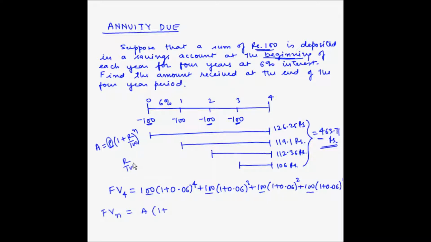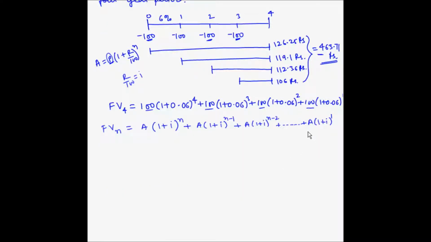And let's consider R divided by 100 equal to I. So I. Now 4 is the same as N. So N plus again A into 1 plus I to the power n minus 1 plus A into 1 plus I to the power n minus 2 and so on up to A into 1 plus I to the power 1. So let's say this is our first equation.